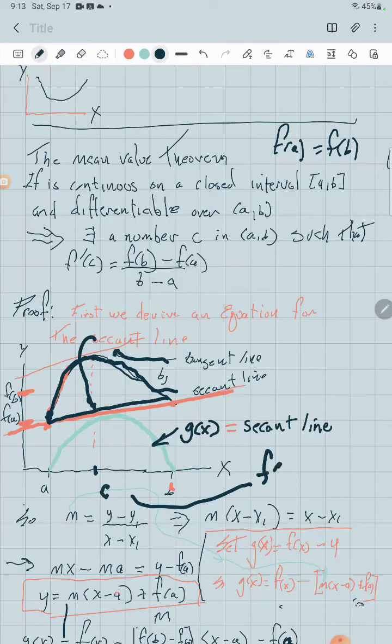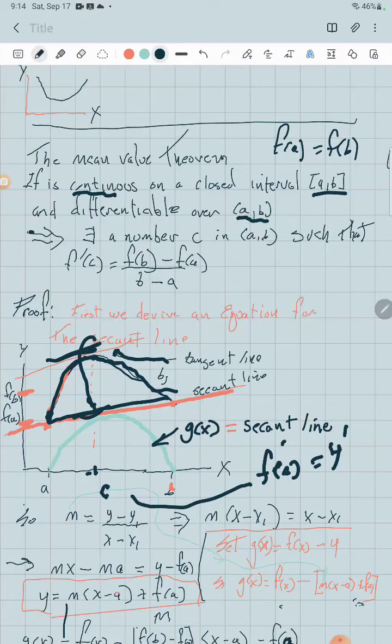f prime, let's call this f prime of c, will equal, and when we talk about the secant line, we'll just call it y prime, right? So that these two slopes are equal. I mean, there's a value of c such that the slope right here is the same as the slope right here. You get it? So the mean value theorem, again, we need it to be continuous on a closed interval between a and b. That's the endpoints. And differentiable means smoothness between a and b.